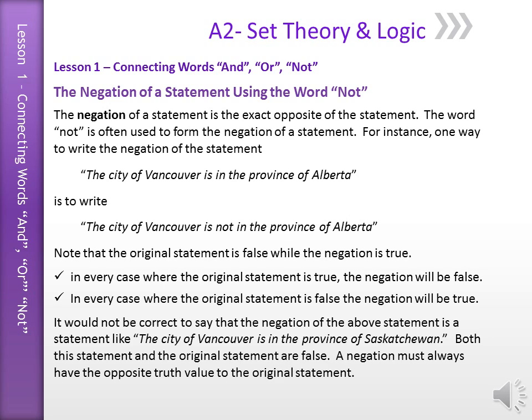It would not be correct to say that the negation of the above statement is a statement like, the city of Vancouver is in the province of Saskatchewan. Both this statement and the original statement are false. A negation must also have the opposite truth value to the original statement.